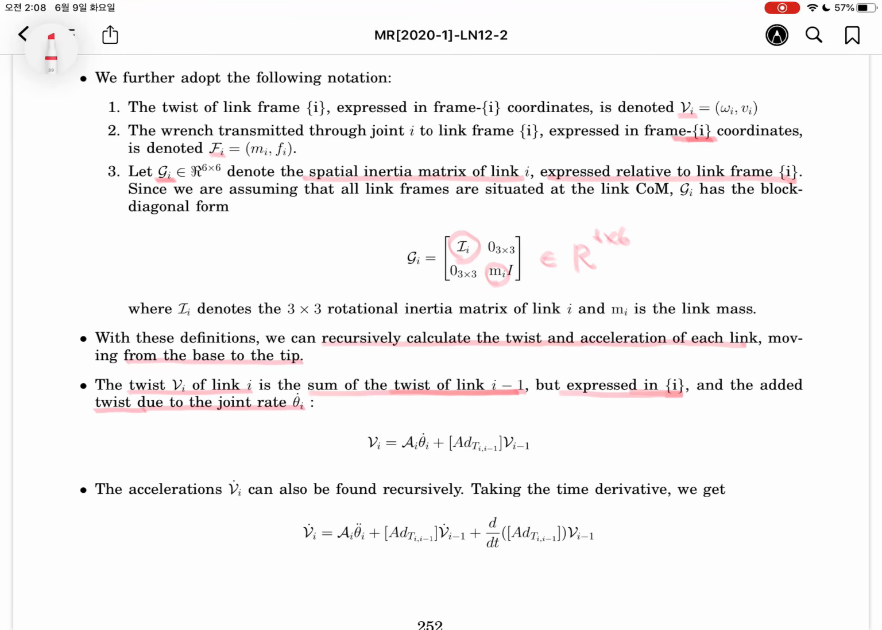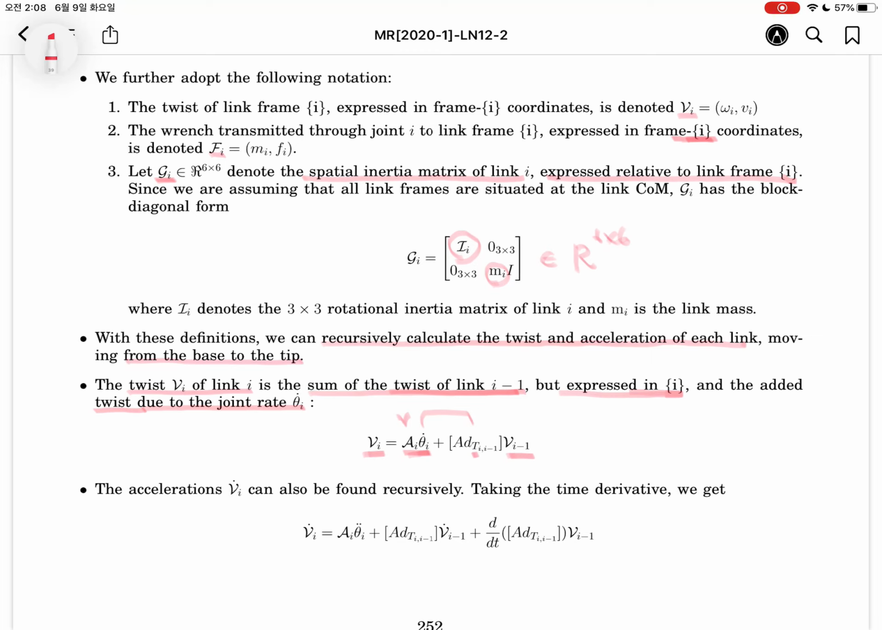This is the screw axis of link i. Theta dot will influence the twist V_i, and the previous twist should be expressed in i coordinates, so the adjoint map will be required. So the sum of the two terms will be used to denote the twist V_i.